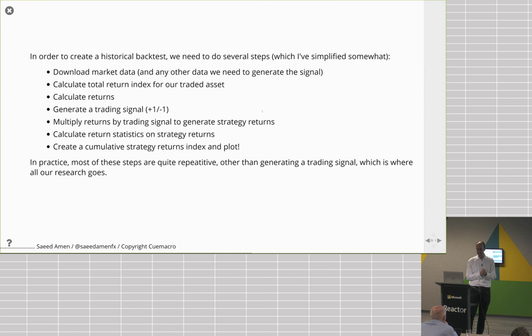And then we create a cumulative strategy index, which is basically usually indexed from 100 and shows us how much money we would have made if we started from $100. So hopefully it will be a positive number and not a negative number, but you can see basically that most of this is going to be fairly repetitive, whatever strategy you do. And as mentioned, the key thing will be generating a trading signal. That's the key difference there.